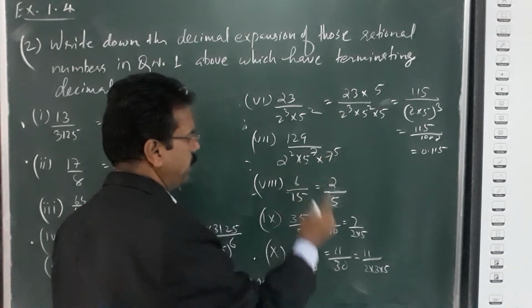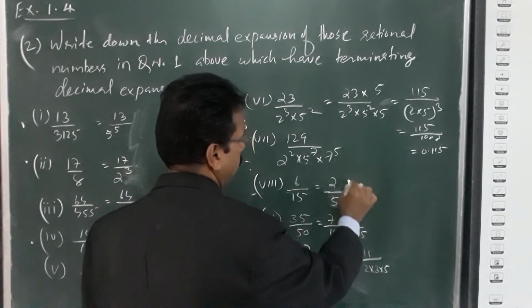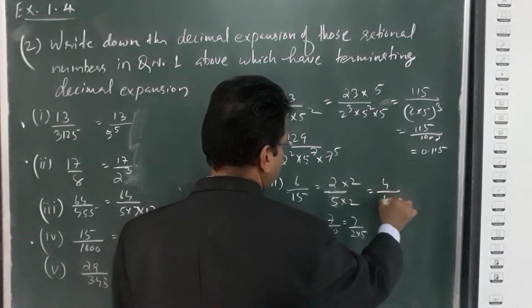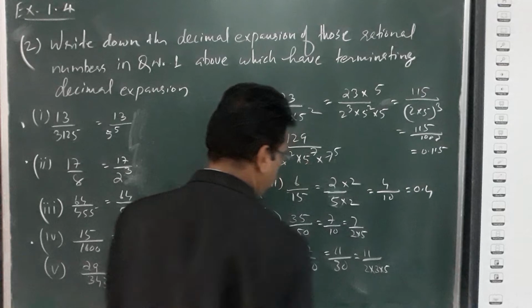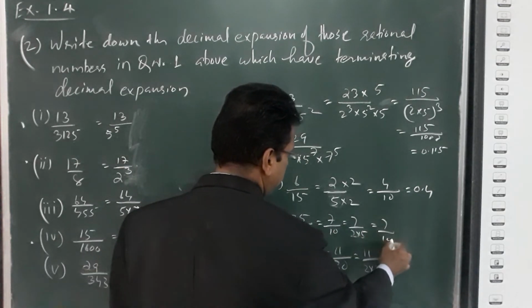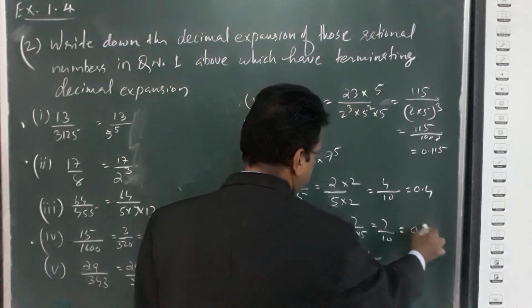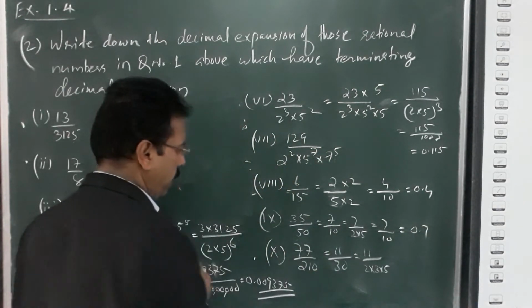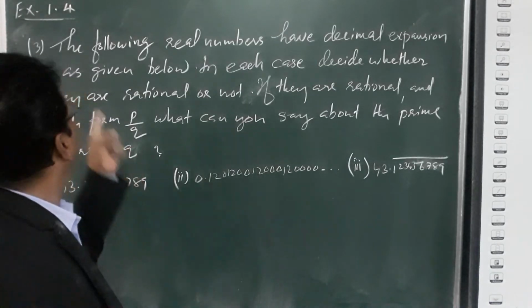Now the next question is non-recurring terminating, and we can multiply with 2. 4 by 10 is equal to 0.4. Here 7 by 10 is 0.7. Now the next one is non-terminating recurring.